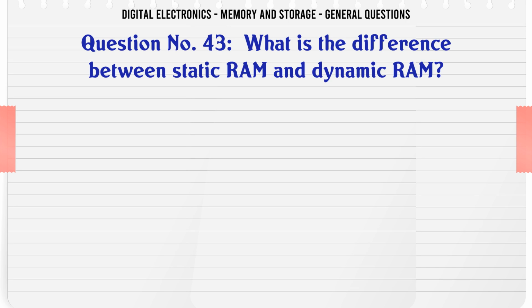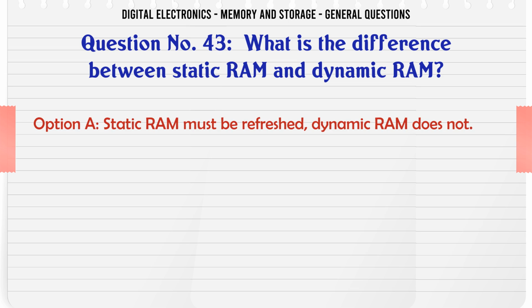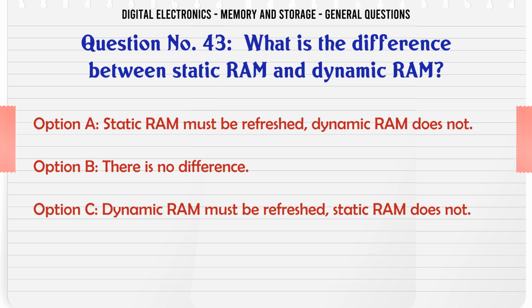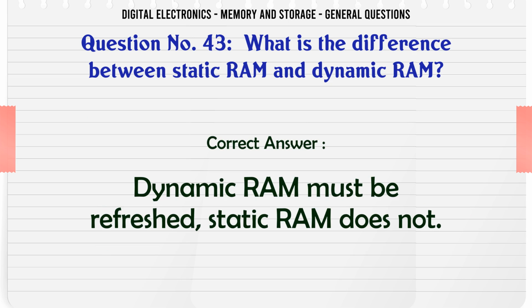What is the difference between static RAM and dynamic RAM? A. Static RAM must be refreshed, dynamic RAM does not. B. There is no difference. C. Dynamic RAM must be refreshed, static RAM does not. D. The correct answer is dynamic RAM must be refreshed, static RAM does not.